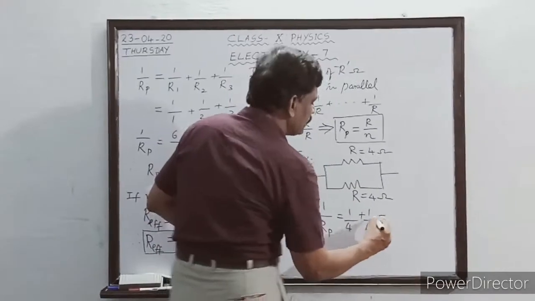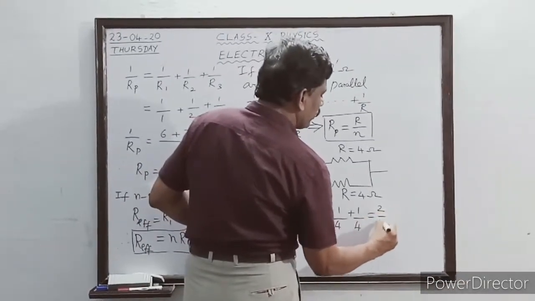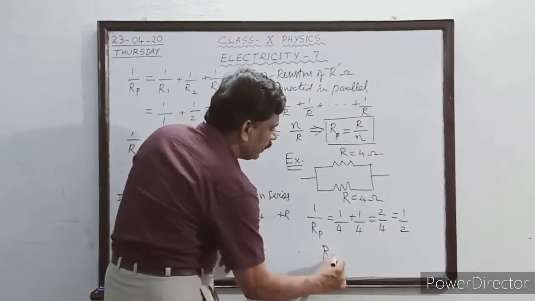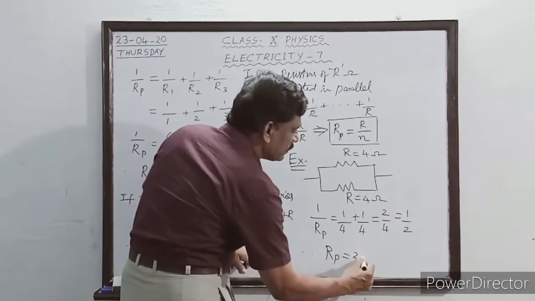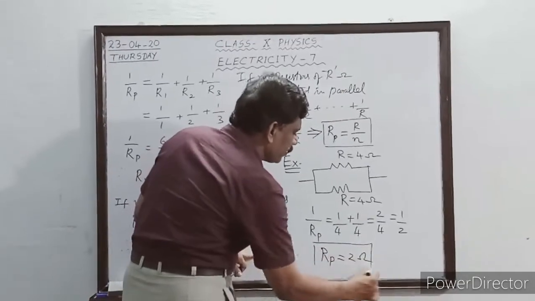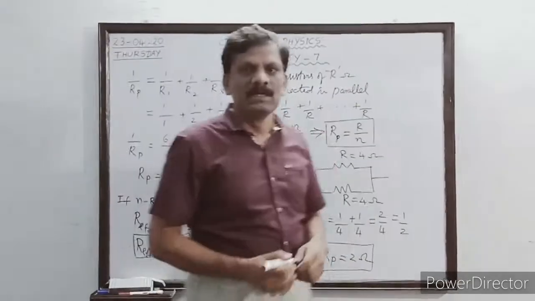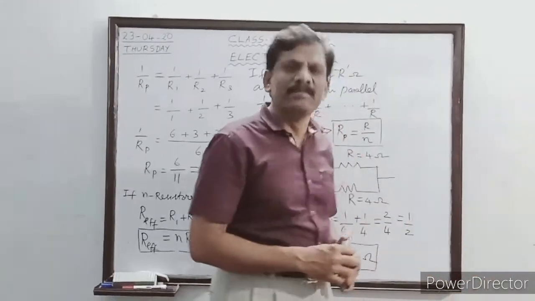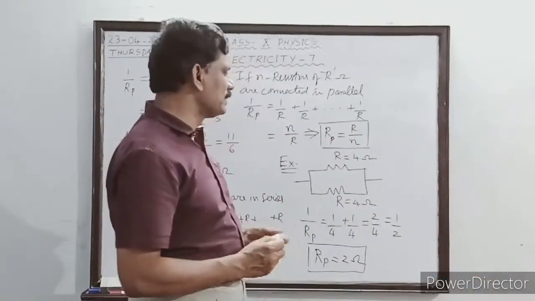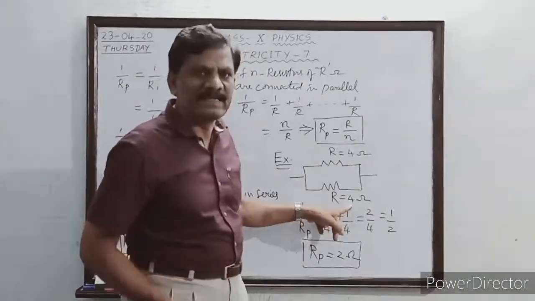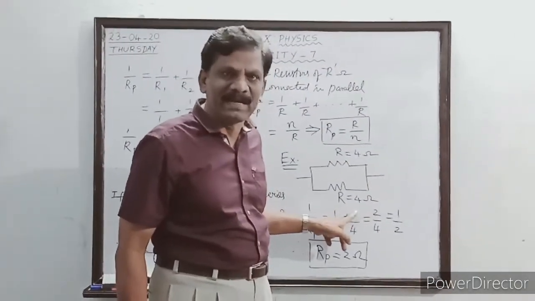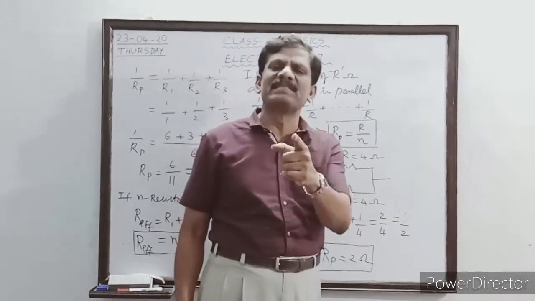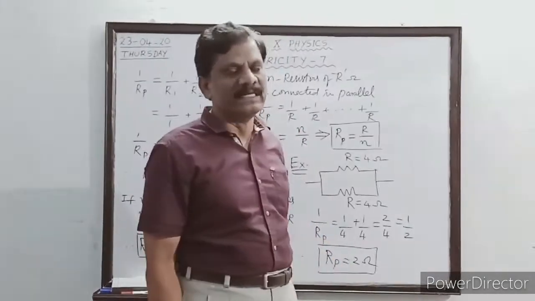Now you see that 1 by R parallel is equal to 1 by 4 plus 1 by 4, and this is equal to 2 by 4, that is equal to 1 by 2. Therefore, R parallel is equal to the reciprocal of this, which is 2 ohm. So, when two equal resistors are connected in parallel, say for example 4 ohm and 4 ohm, without using the formula, we can say that the effective resistance is half of that single resistance.